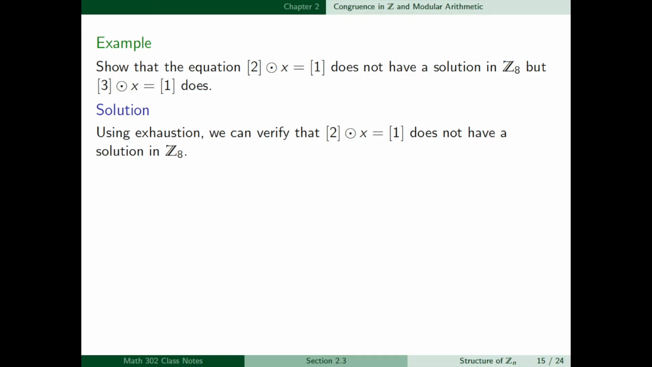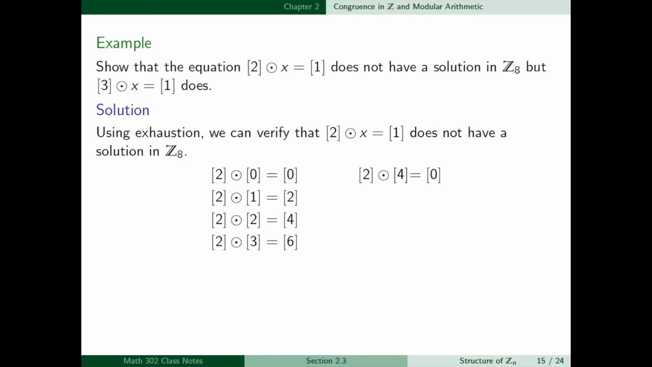So using exhaustion, we can verify that 2 times x equal 1 does not have a solution in Z sub 8. So 2 times 0 is equal to 0, so that tells us that 0 is not a solution. 2 times 1 is equal to 2, so that tells us that 1 is not a solution. 2 times 2 is 4, so that tells us that 2 is not a solution. 2 times 3 is 6, so 3 is not a solution. 2 times 4 is 0, so 4 is not a solution.